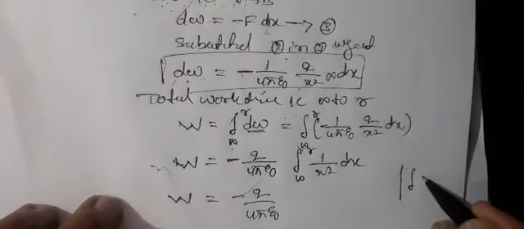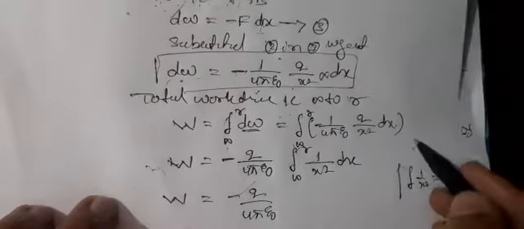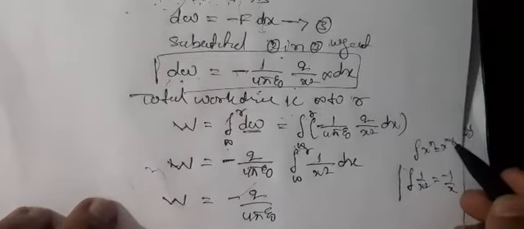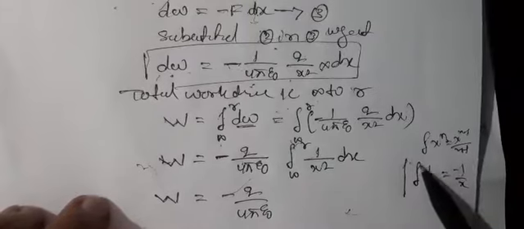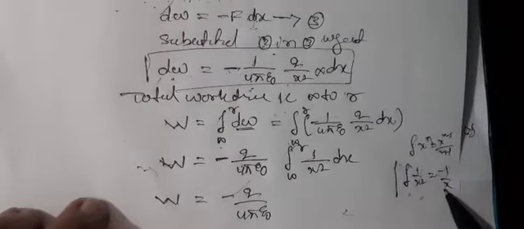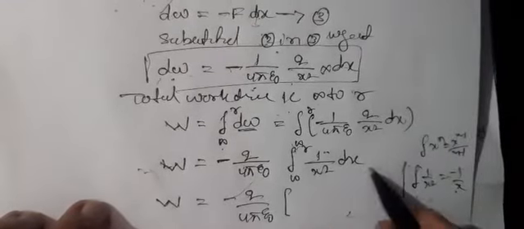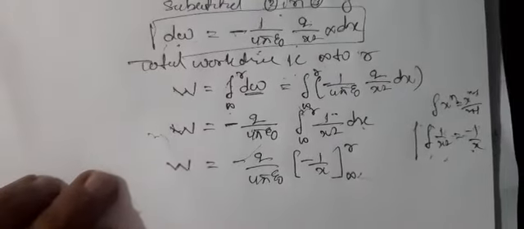The integral of 1 by x square is minus 1 by x, by using the integral of x power n, that is x power n plus 1 by n plus 1. This is the formula. The standard result of the integral of 1 by x square is minus 1 by x. Substitute the value: the integral of 1 by x square with respect to dx is minus 1 by x. Upper limit is r, lower limit is infinity.